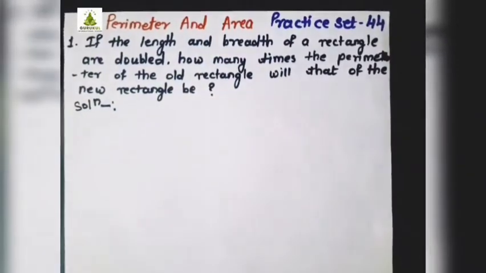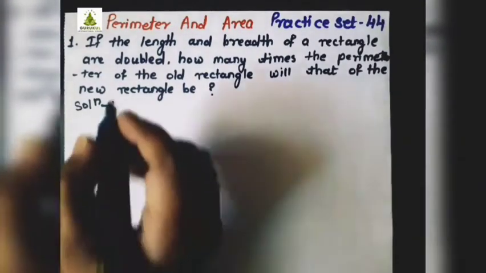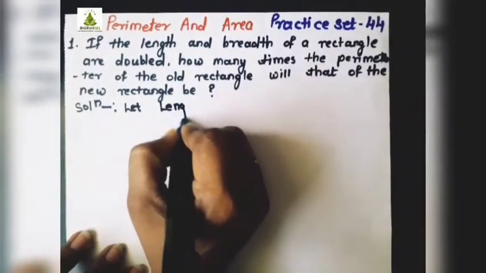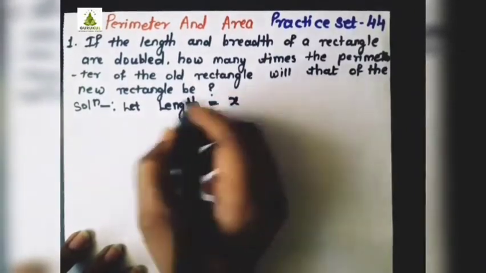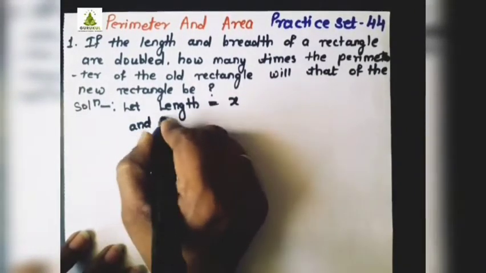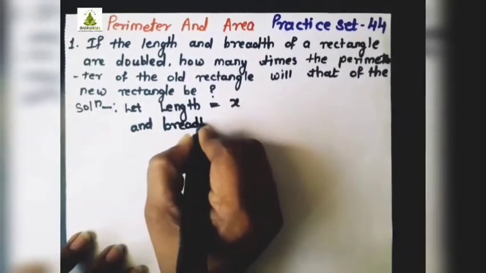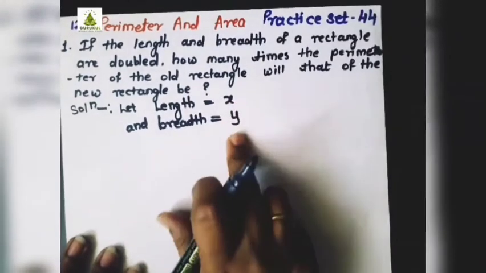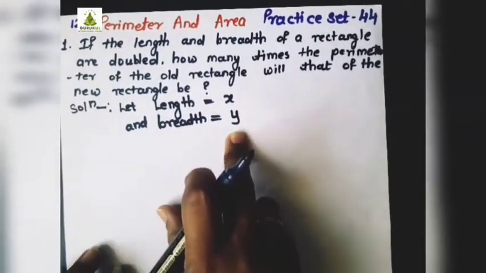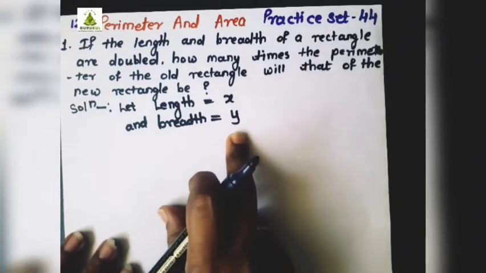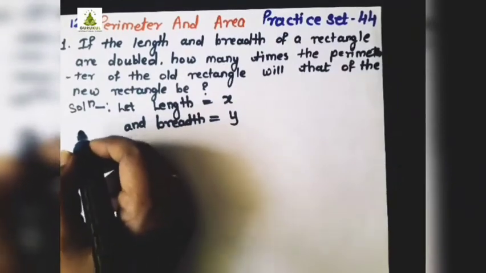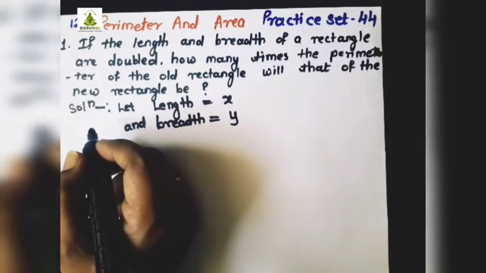First, let length be x and breadth be y of the rectangle. So if x and y are the length and breadth, what will be the perimeter then? What is the formula for the perimeter of a rectangle? 2 into length plus breadth.